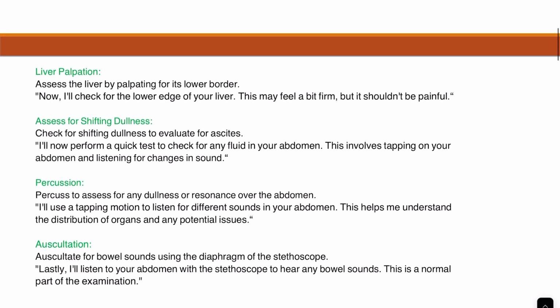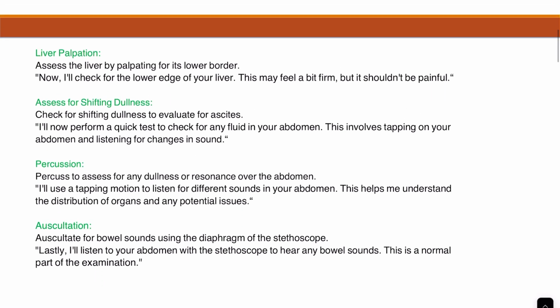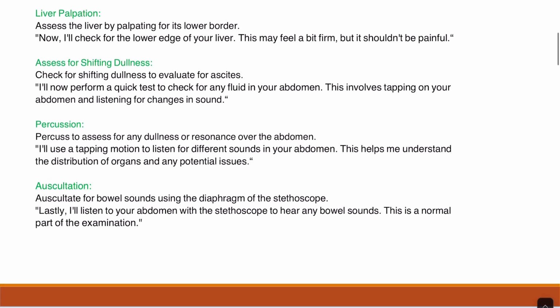After you look for the spleen, you then palpate for the liver, assessing it by palpating for its lower border. You can say to the patient: now I will check for the lower edge of your liver. This may feel a bit firm, but it shouldn't be painful. Check for shifting dullness to evaluate for ascites.